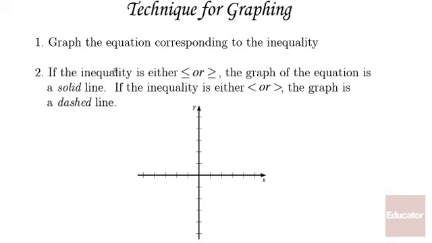One thing you're going to note, as I mentioned, is that if the inequality is either less than or equal to or greater than or equal to, if it contains this equal to, the graph of the equation is a solid line. If the inequality is less than or greater than, a strict inequality, the graph is a dashed line.